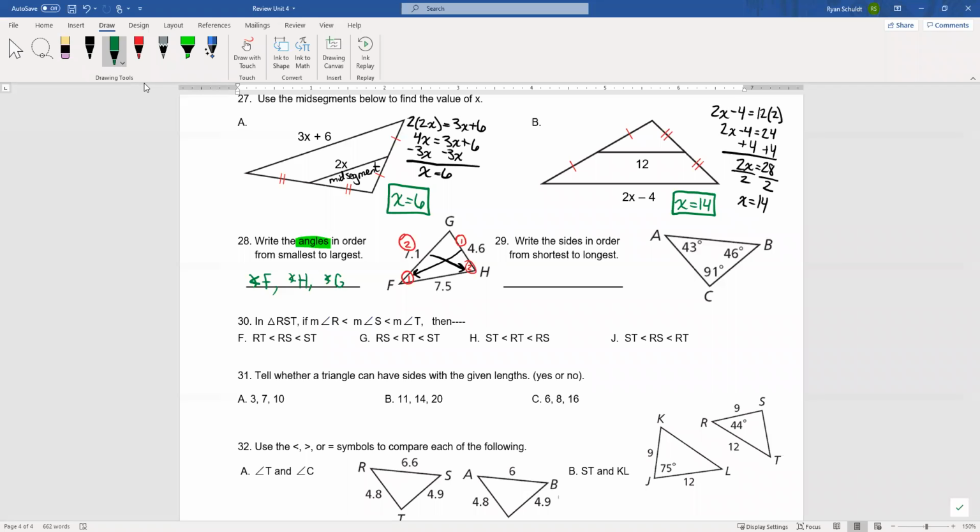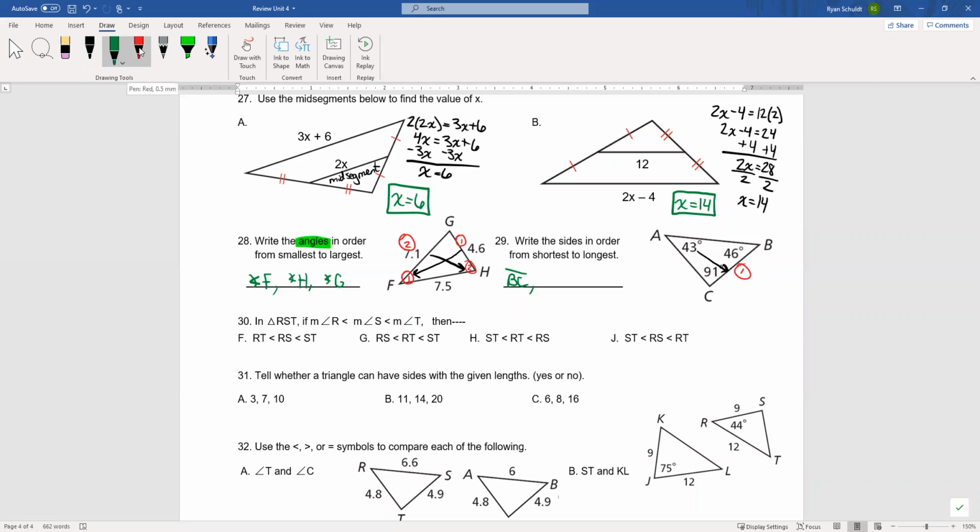And then we could do the reverse of that. If we wanted to list the sides from shortest to longest, well, you find your smallest angle, and then across from it is your shortest side. 43 is my smallest. I go across from that and I land at BC. So that's going to be my smallest side, BC.